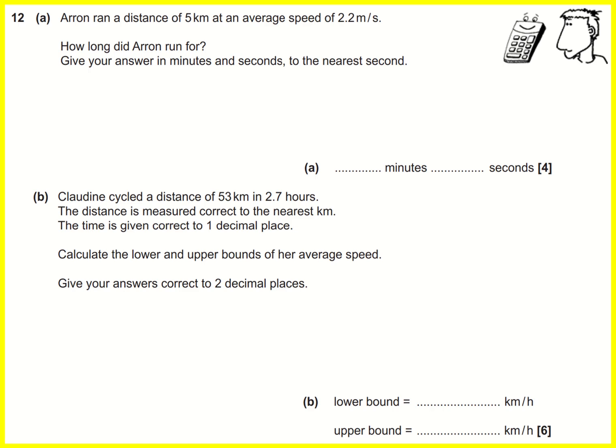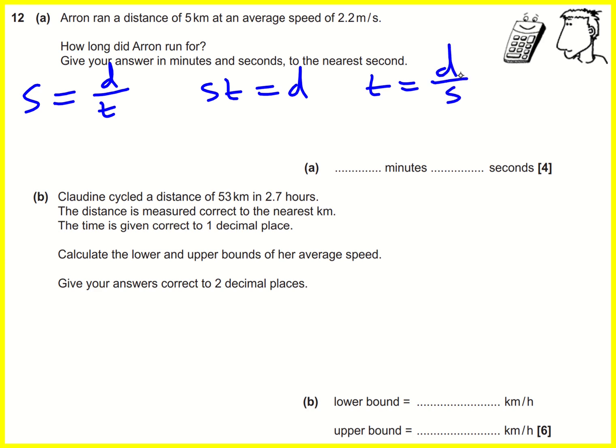Okay, we've got an average speed of 2.2 meters per second, and so we can use the formula speed is equal to distance over time, but we're asked how long did Aaron run for, so we need to rearrange this to, first of all, speed times time is distance, and therefore time is distance over speed. You might have learned this formula in a different way, but I would strongly recommend learning how to rearrange.